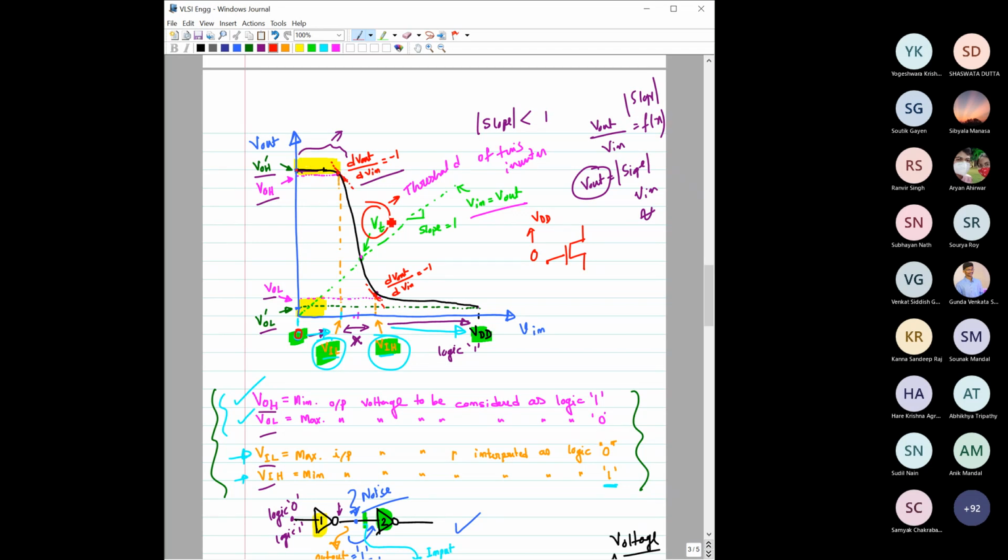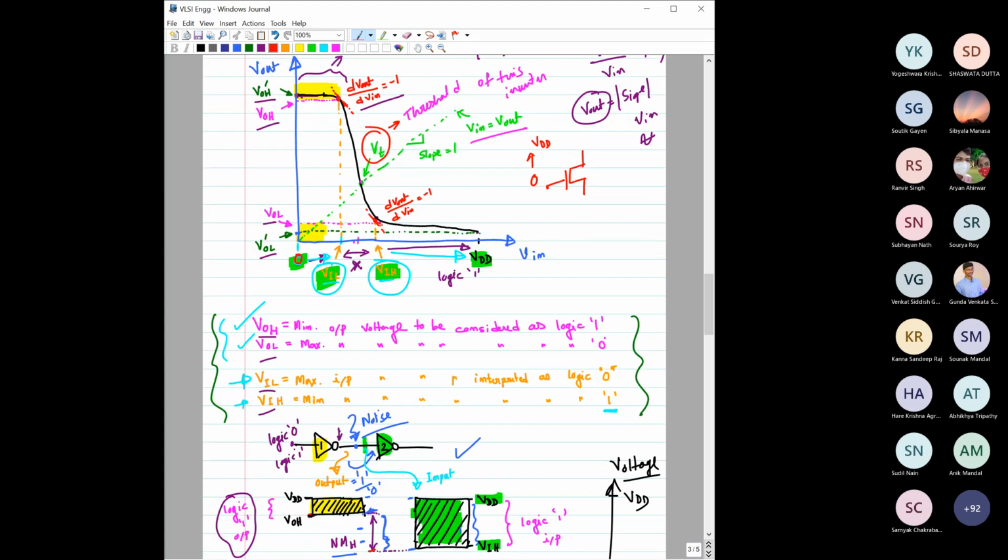This particular VTC will fall. Then there will be one point where the slope would be negative, and where the slope would be negative, we will get two such points. One is here, and the other one is here, right? We have termed these two input points as VIL and VIH. In the output axis, we have termed those points as VOH and VOL. So these are a couple of important points that we discussed yesterday.